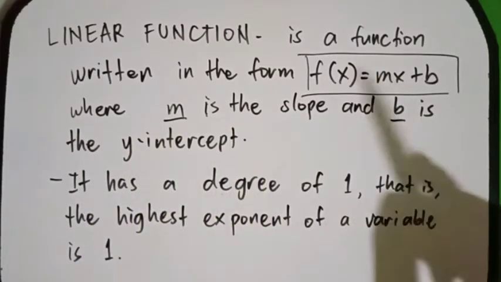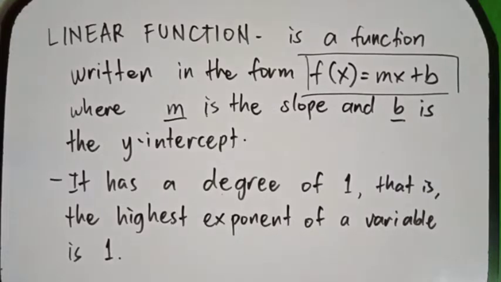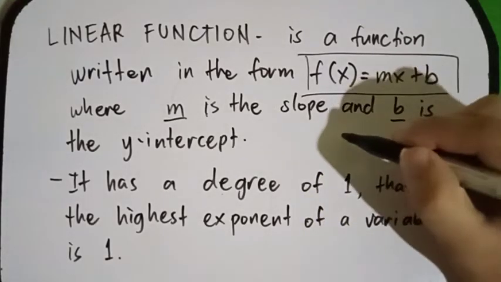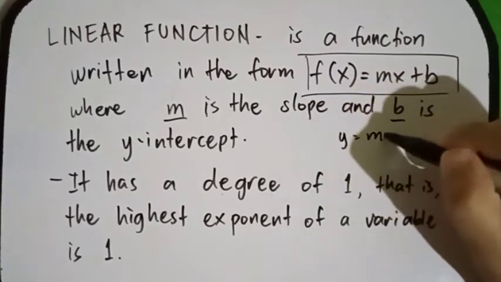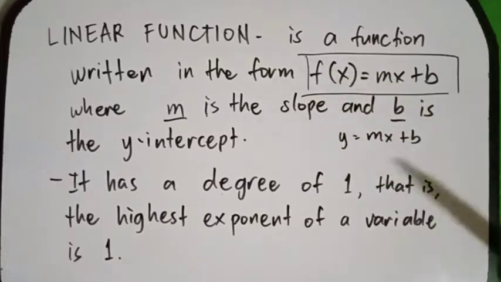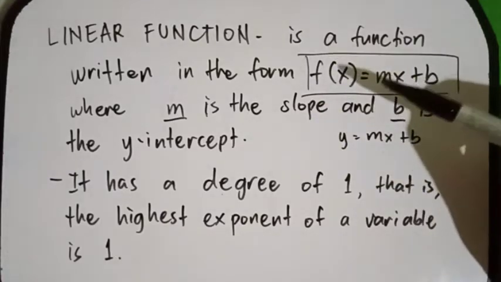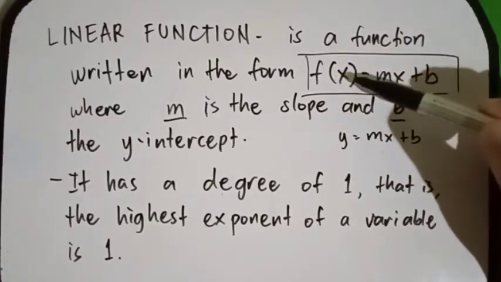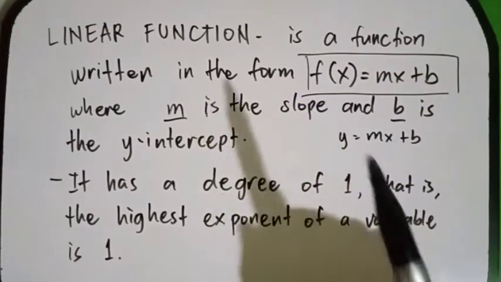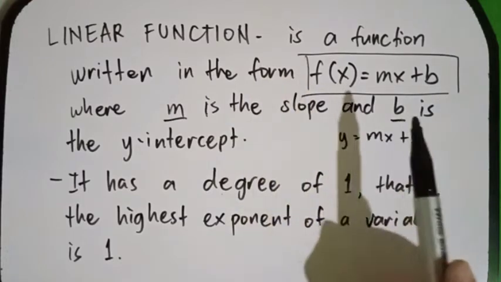So, parang kaparehas din sa linear equation in slope-intercept form. So, that is y equals mx plus b. So, magkaparehas sila. Ang pinagkaiba lang is yung f of x ay pumalit sa y. Kaya, naging siya, linear function.